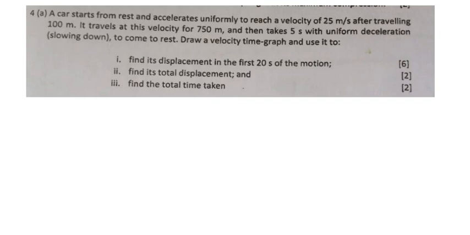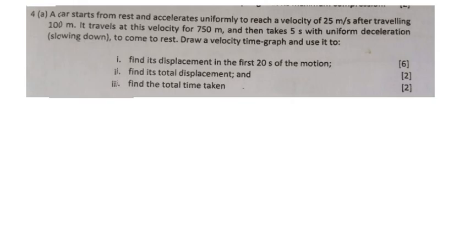Okay, let's go to question number 4. We are told that the car starts from rest and accelerates uniformly to reach a velocity of 20 meters per second after traveling 100 meters. It travels at this velocity for 750 meters and then takes 5 seconds with uniform deceleration, slowing down to come to rest. Draw a velocity time graph and use it to find its displacement and the total time taken.